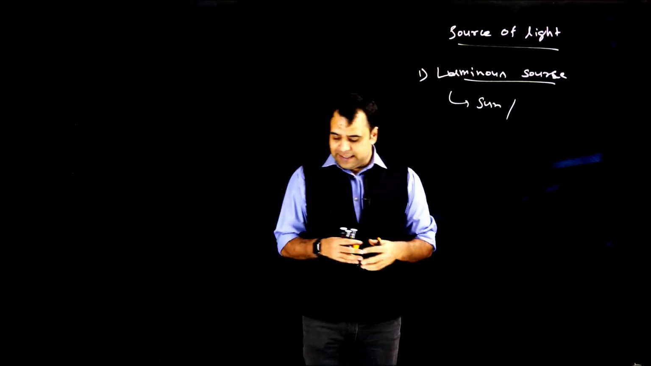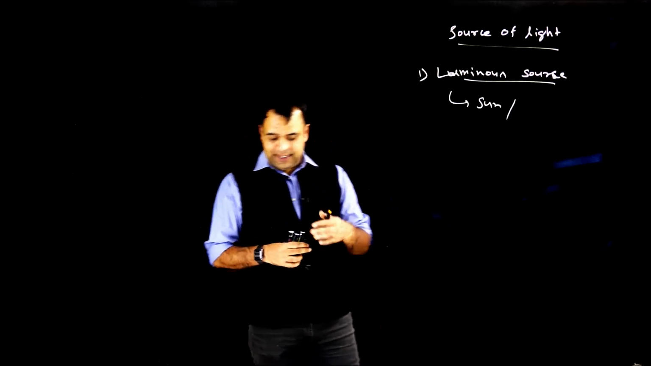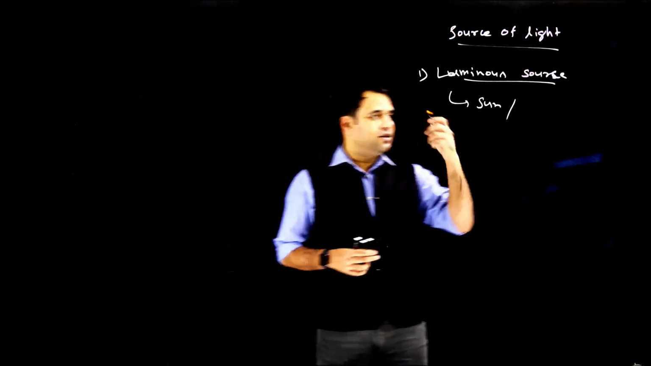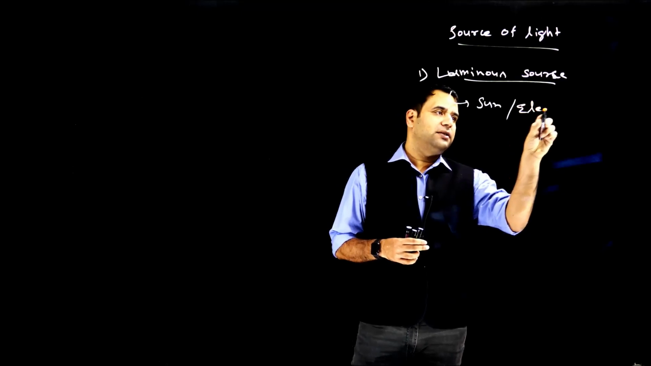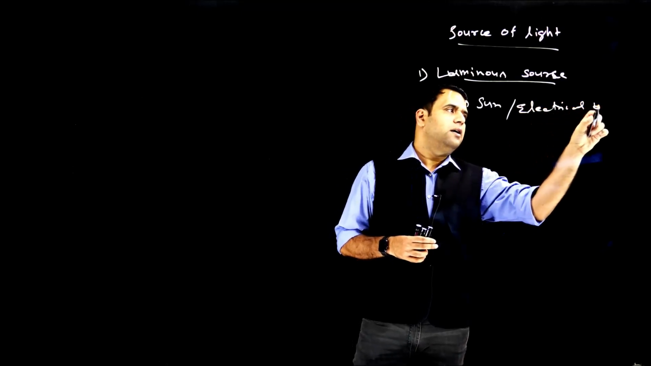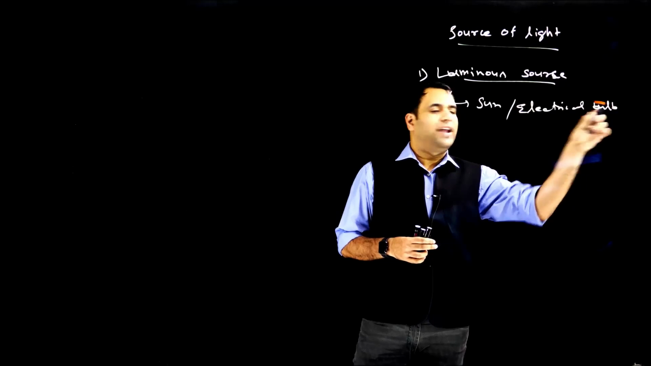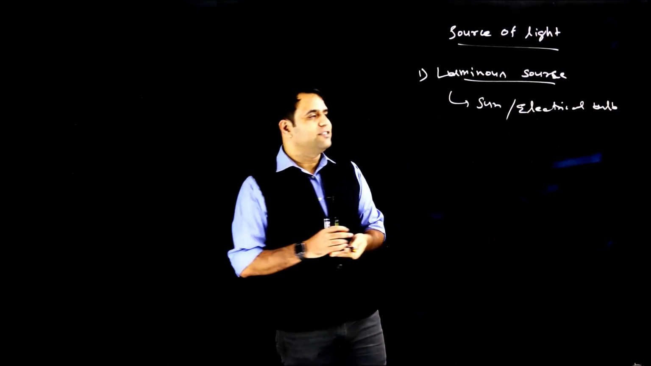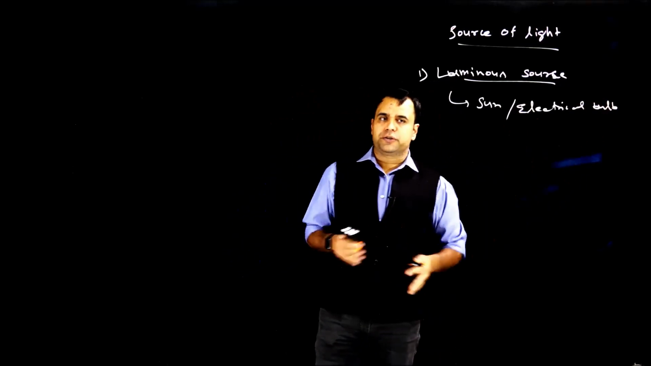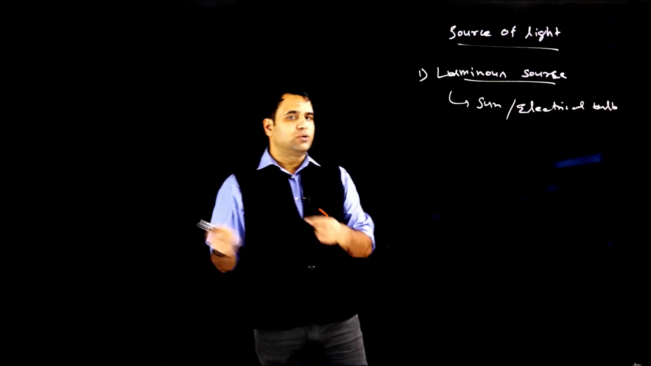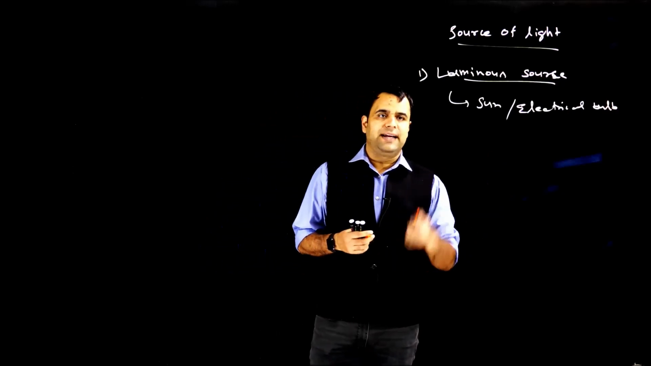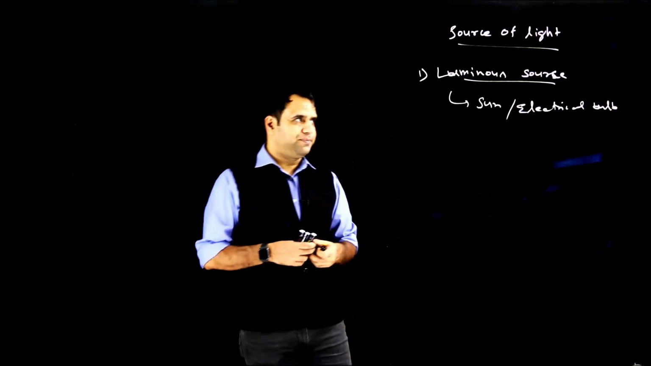When they generate the light, it gets transferred from one location to another location. We have the sun, we have electrical bulbs, we have tube lights. All these electrical instruments have their own source of generation of light. Once the source is switched on, the light starts generating and travels from one location to another.